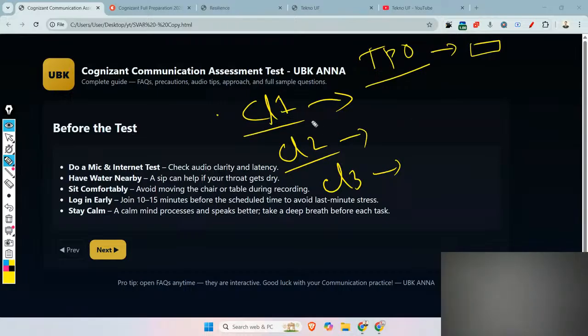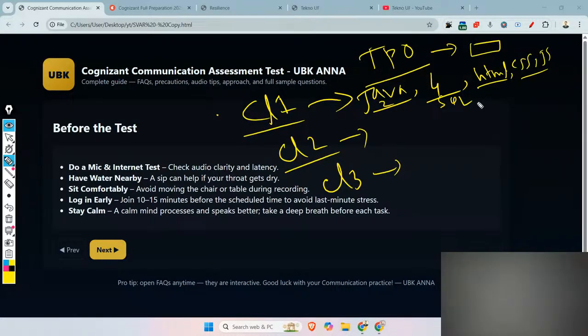Just be here. For cluster one, what you can expect is two Java questions, and then four SQL questions, SQL queries you have to solve. After that, HTML, CSS, JavaScript coding questions. I'm going to tell you about the difficulty and the real type of questions, just wait. And there will be only one HTML, CSS, JavaScript question.